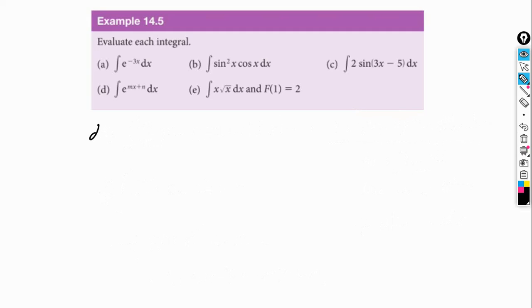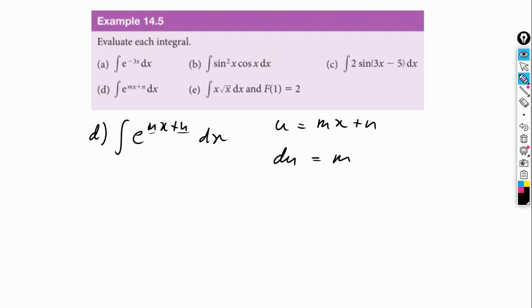Okay, so next is letter D, and it says integrate e, or Euler's number, to the power of mx plus n dx. So notice that m and n are just constants or numbers, so we don't have to really worry about that too much. And we can use u substitution, because it's an exponent, we can say u is equal to mx plus n, and then the derivative of u would be m dx, or in other words, 1 over m du is equal to dx.